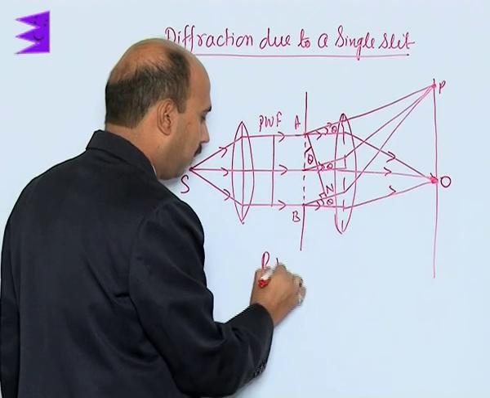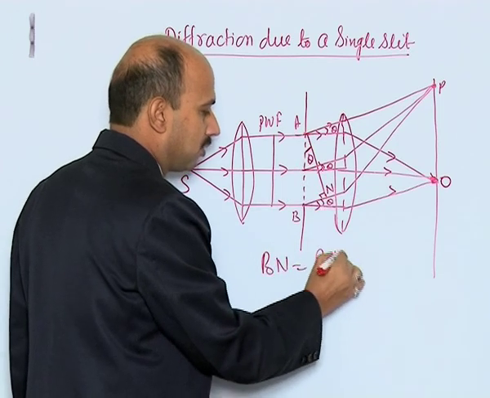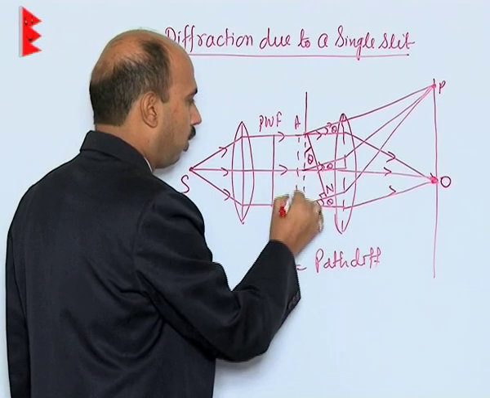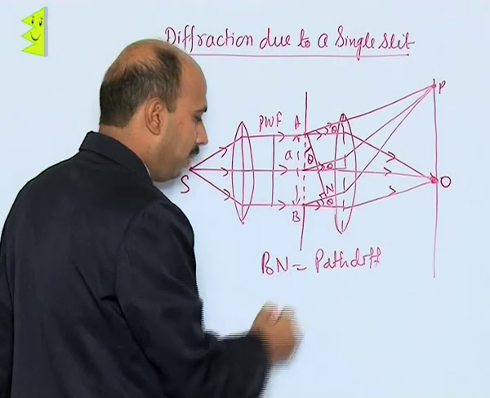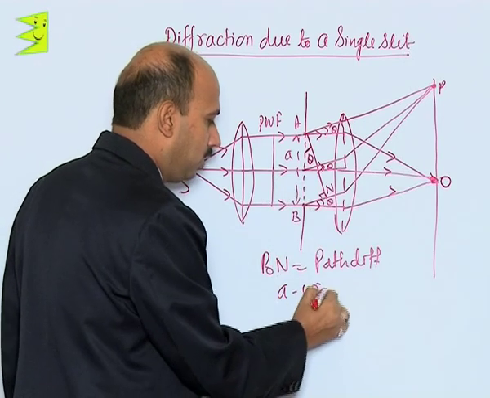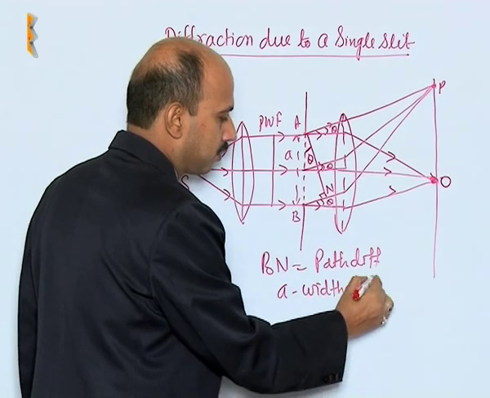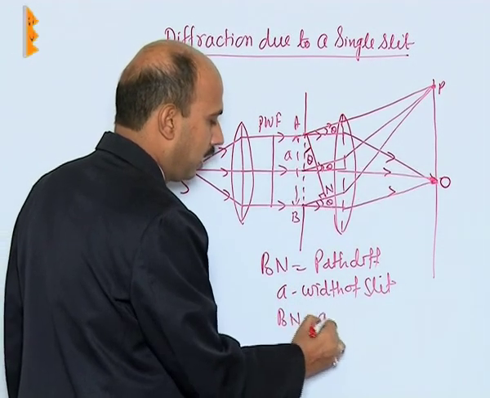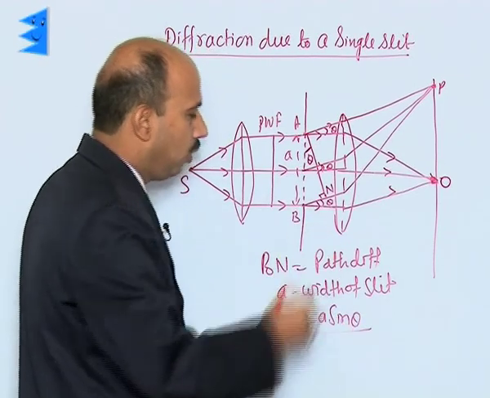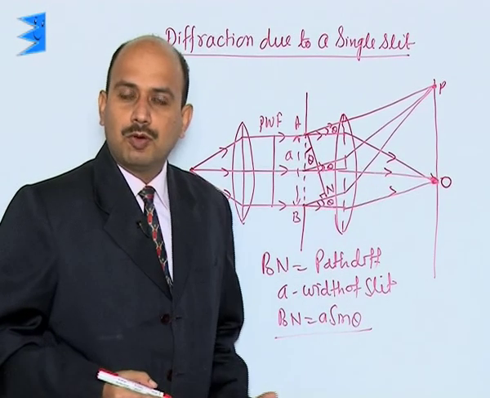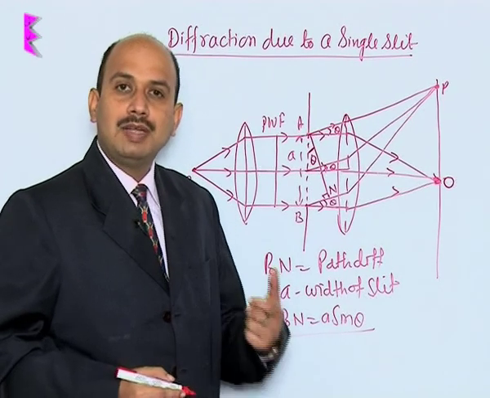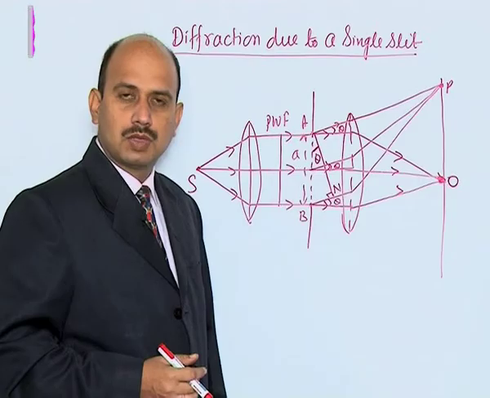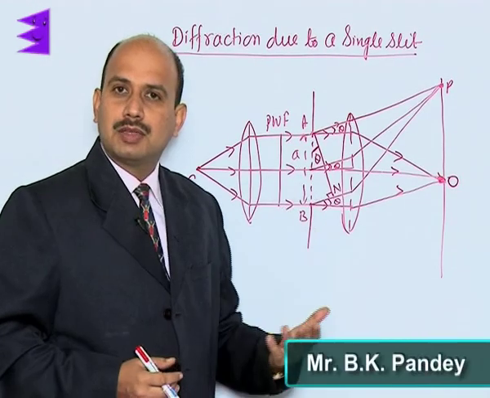So we can write BN is the path difference. If the width of the slit, from here to here, is a, so we can write a is the width of the slit, then BN is equal to a sin theta. So at the point P, whether it is a maximum point or a minimum point will depend on the path difference, and that path difference is BN. So now we have seen that BN is the path difference.